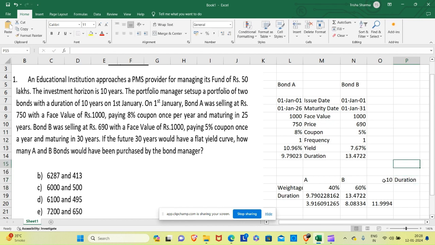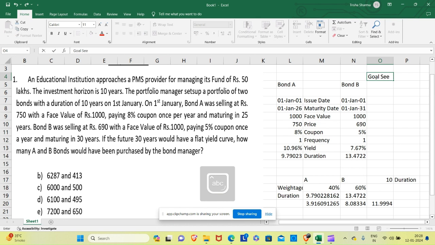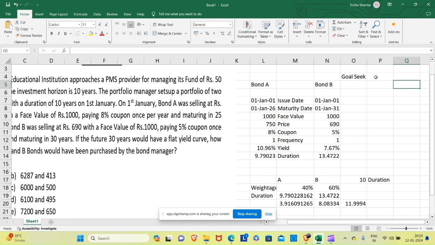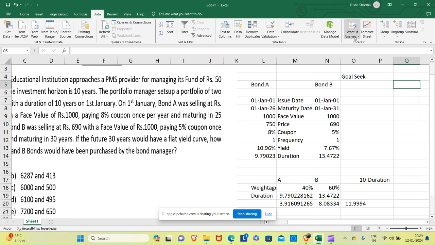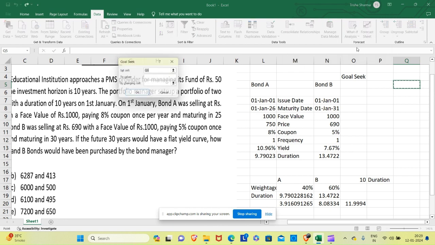To set this duration, I will use a functionality which is called goal seek. So how will I use the goal seek? I will go to data. Within data, I will go to what if analysis, and in what if analysis, I will select goal seek. Now goal seek says that you have to set this cell to this value. Why this value? Because you want to set the duration equivalent to 10.